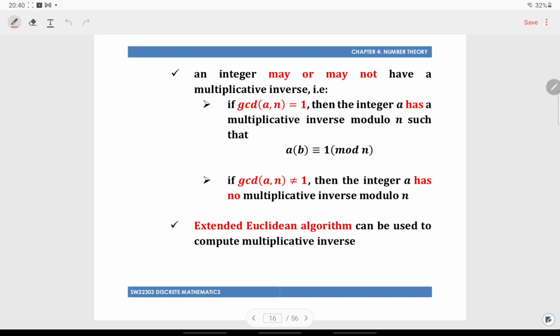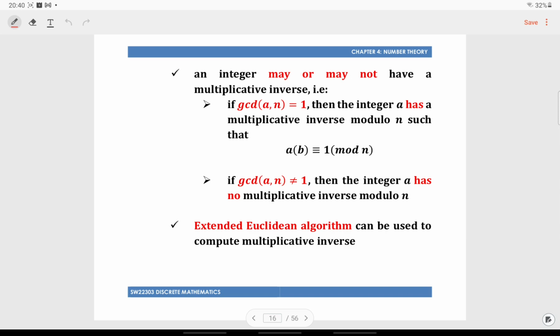An integer may or may not have one. In additive inverse, all integers in Zn, Zp, and Zp star have an additive inverse. But for multiplicative inverse, an integer may or may not have a multiplicative inverse. That means we have a condition. In order to have a multiplicative inverse, we need to satisfy a condition. So what is the condition?